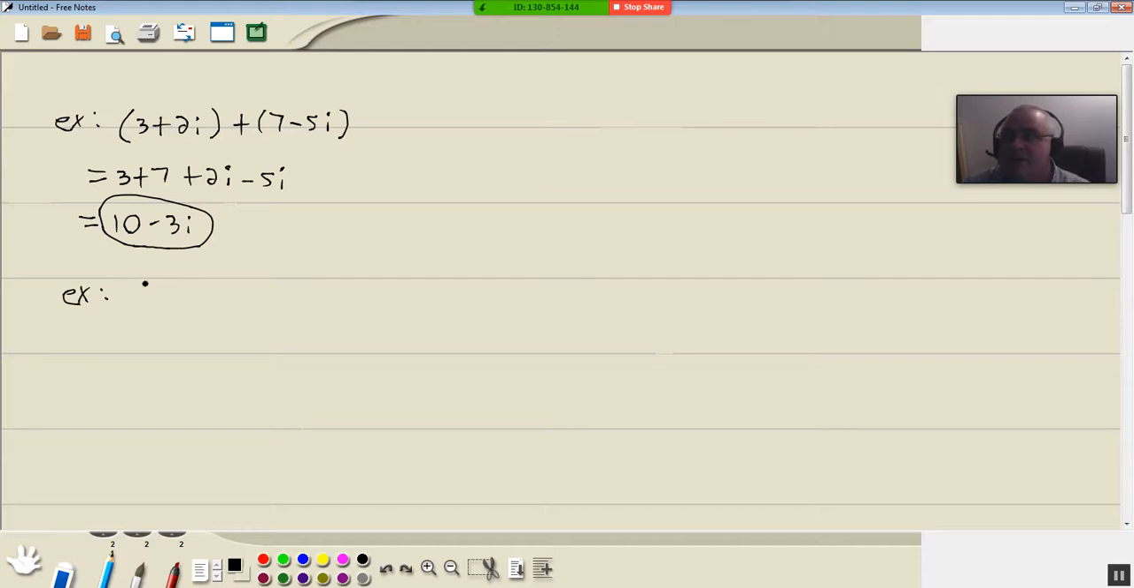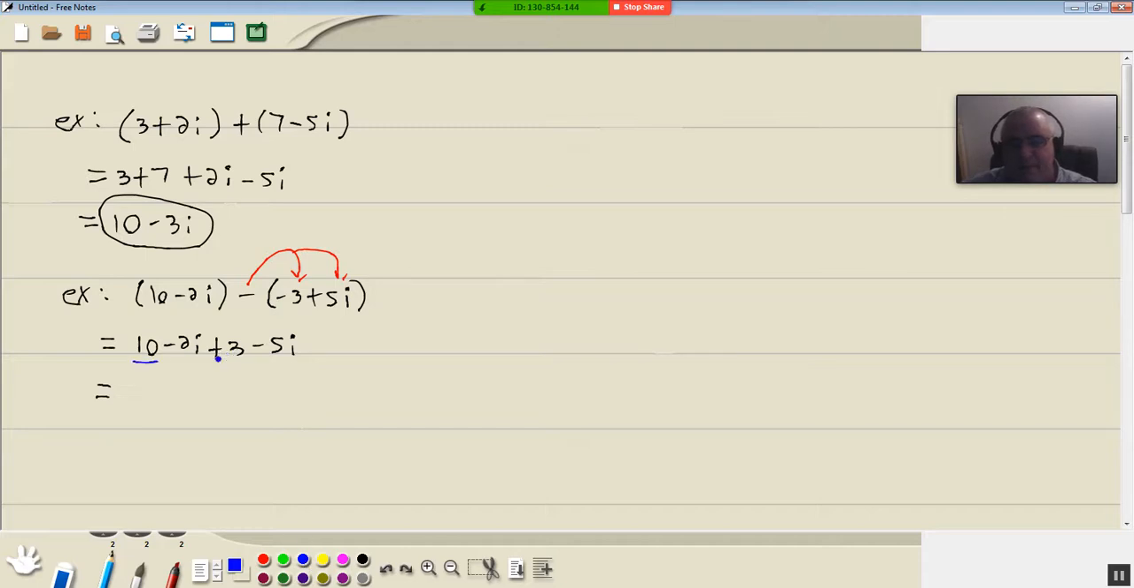Now let's look at subtraction. Let's say I had 10 minus 2i minus -3 plus 5i. Well, first thing we're going to do is get rid of the parentheses. The first set of parentheses isn't doing anything, so I can drop it. 10 minus 2i. Remember, a negative out in front of your parentheses flips the sign of everything inside. So that's going to flip the sign of the -3 and the 5i. So the -3 becomes a +3, and the positive 5i becomes a -5i.